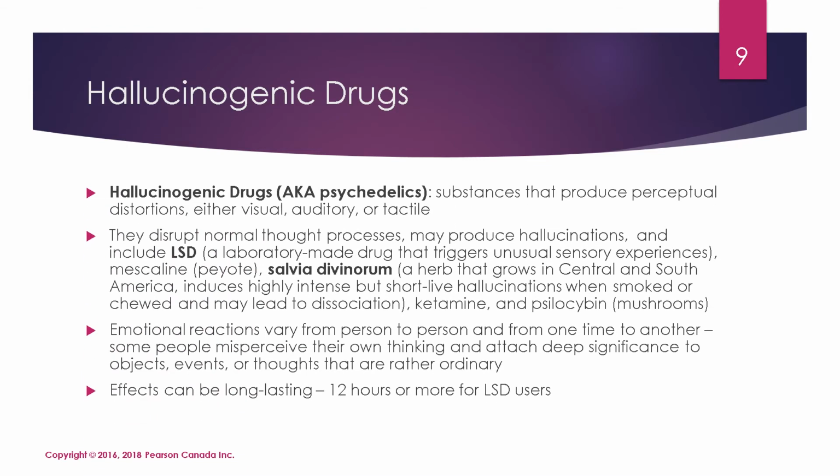Next, we'll talk about hallucinogenic drugs, which are also known as psychedelics. So they are substances that produce perceptual distortions, and these distortions can be either visual, auditory, or tactile, which means having to do with your sense of touch. So essentially what they're doing is disrupting normal thought processes. They may produce hallucinations, and they include things like LSD, which is a laboratory-made drug that triggers unusual sensory experiences. Mescaline, which is also known as peyote, was used primarily by a lot of Native American tribes originally.